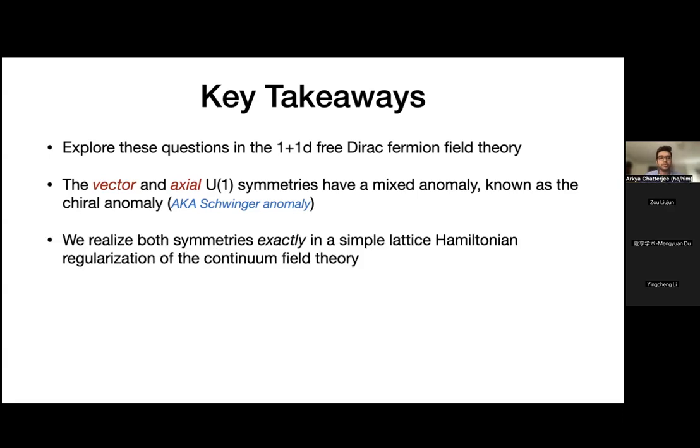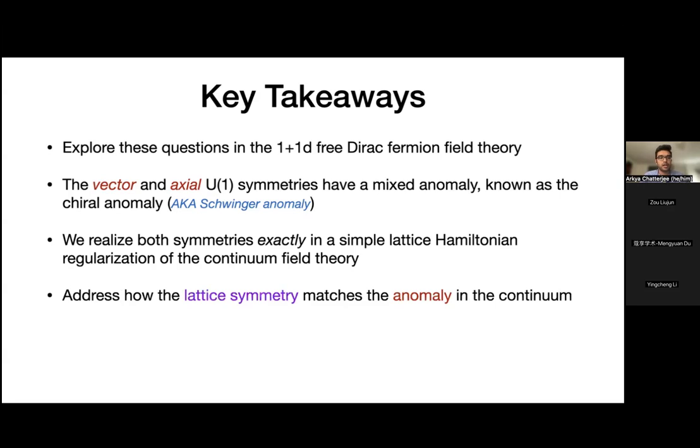So we'll realize both of these symmetries exactly in a simple lattice regularization of this field theory. As I said, there's no fancy lattice model here. Really, the key result is in the kinematics of the symmetries and anomalies. We'll see how the lattice symmetry matches the anomaly in the continuum. This is something we learn when we learn about anomalies, that anomalies are RG invariants.